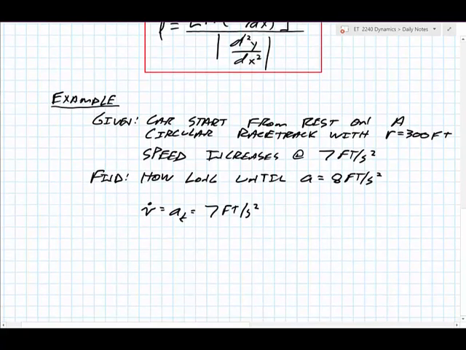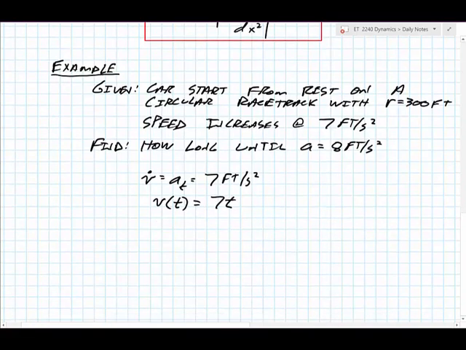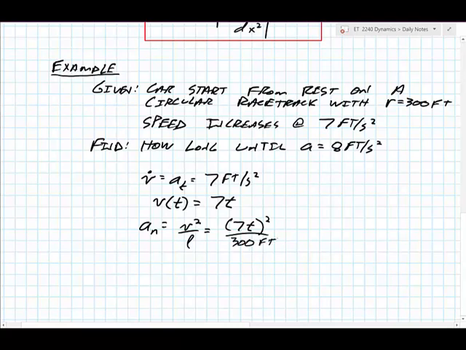Well, I also have this other component, which is my normal acceleration, my change in direction. Now my change in direction is going to require this little v. So from my v dot, I can figure out what my velocity as a function of time is, because I can just integrate this 7 feet per second squared to give me 7t. The reason I did that is because when I look at my normal acceleration, my a sub n, I know that's equal to v squared over rho, my v being 7t, so 7t squared, over the radius of curvature. It says it's a 300 foot radius to this racetrack.